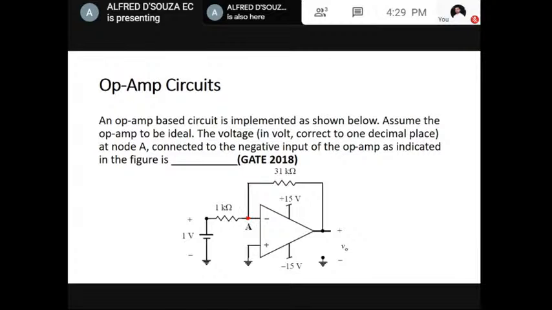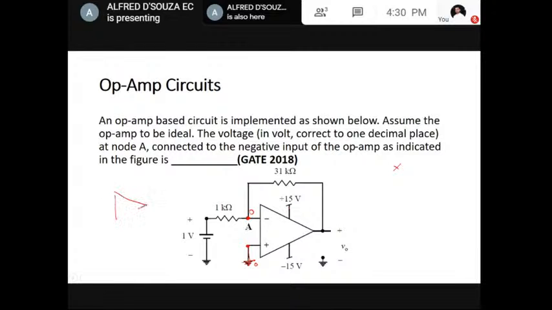Don't blindly say because of the virtual short, the voltage at this point and voltage at this point should be same. Because it is connected to the ground, it is 0. So voltage at node A is 0. If you say that, it is wrong. Okay, let us see why. Most of the times that will be the case, but in this example, it is wrong. Okay, let us see. First of all, this is an inverting amplifier.